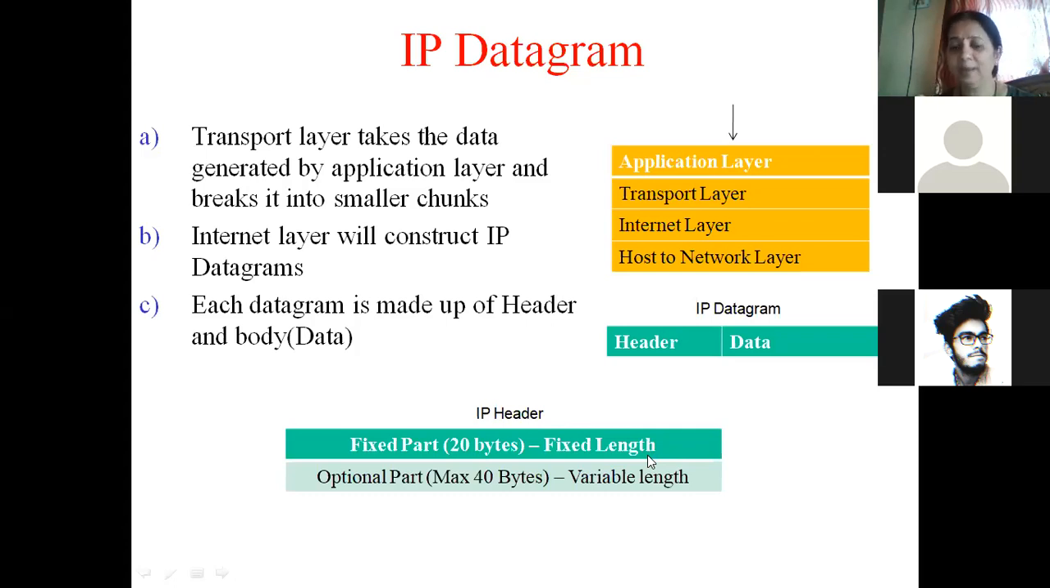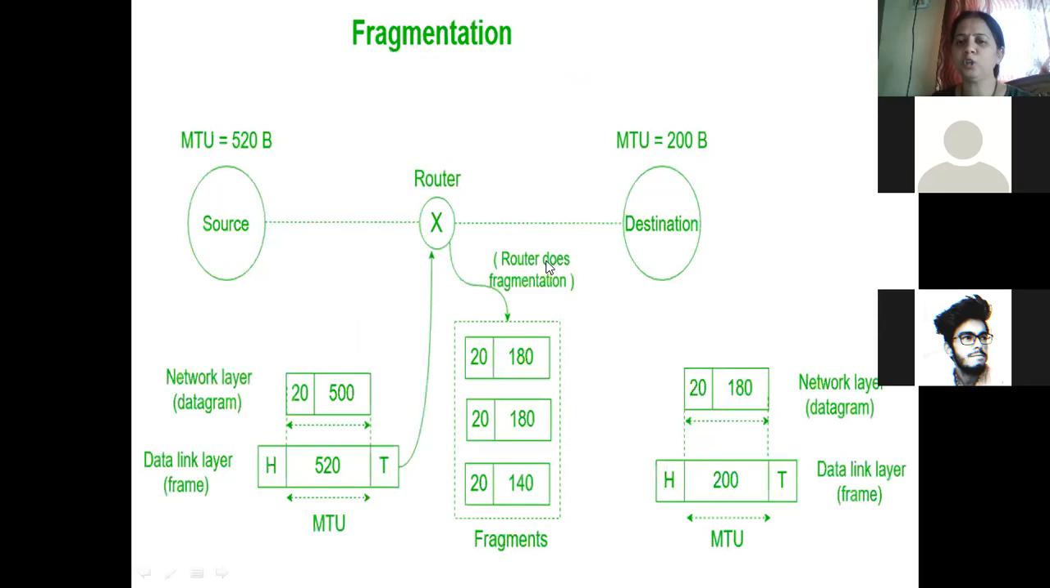The header part can contain two parts again. Header could be divided into two parts. One is the fixed part, the other one is the optional part. Fixed part is 20 bytes long, and it is of fixed length. Optional part can be up to 40 bytes long, and it is of variable length. Okay. Before we learn the IP header, I will try to show you what is meant by fragmentation.